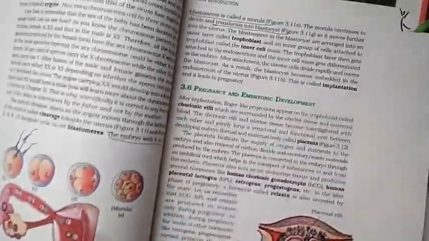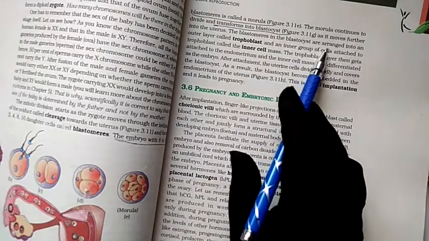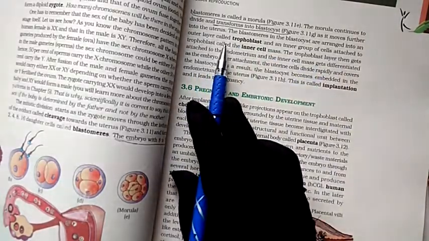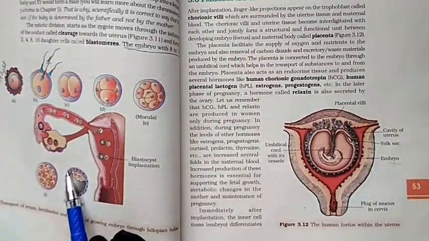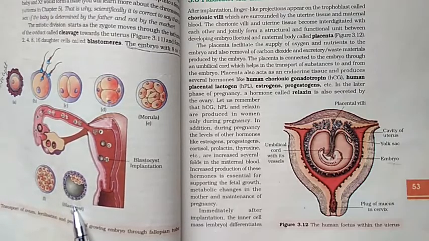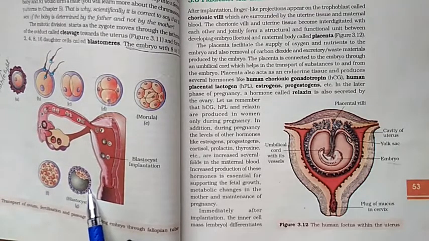See here, it is even given in the textbook. Trophoblast means the blastomeres in the blastocyst arranged in the outer layer. So it is nothing but the outer layer. These outer layer cells are present in the form of flattened cells. So this layer we are calling the trophoblast.